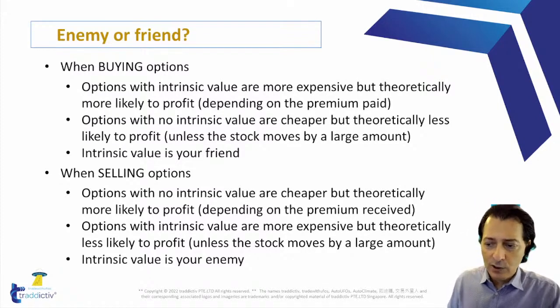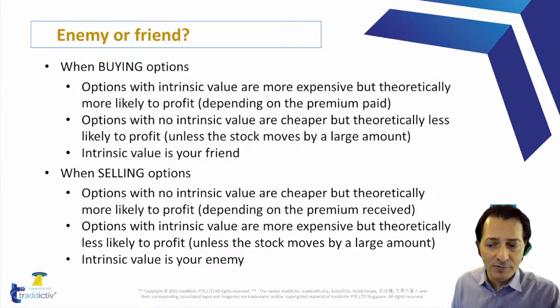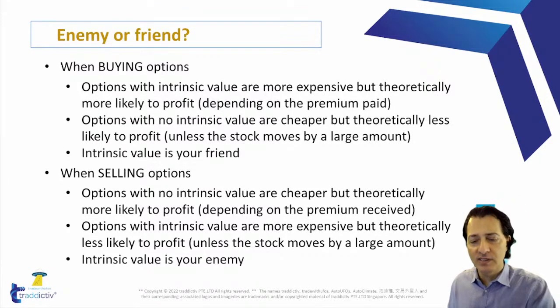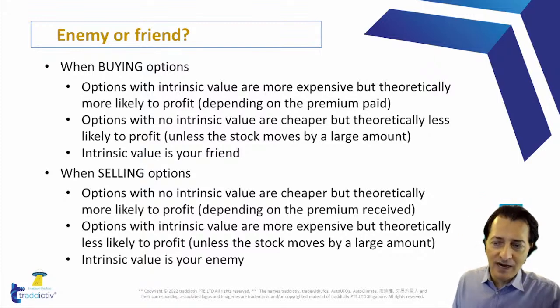So options with intrinsic value are more expensive, but less likely going to profit unless the stock was to move by a large amount in the favor of the trader. So in the case of selling options, the opposite is true. Intrinsic value is your enemy. When you buy options, intrinsic value is your friend.